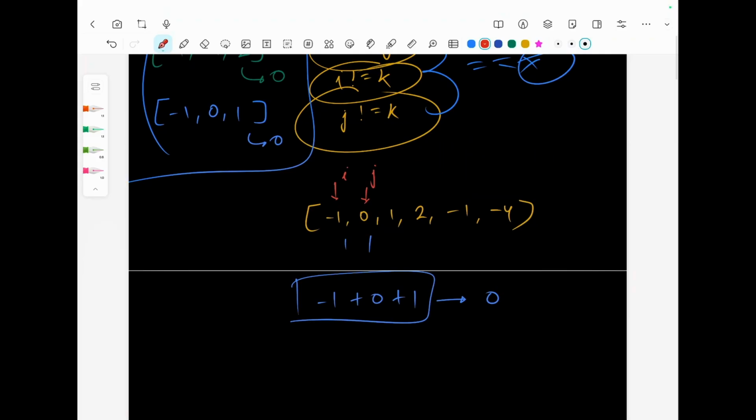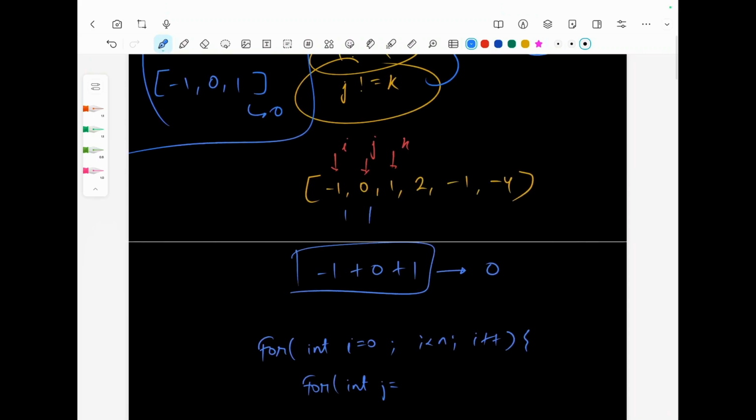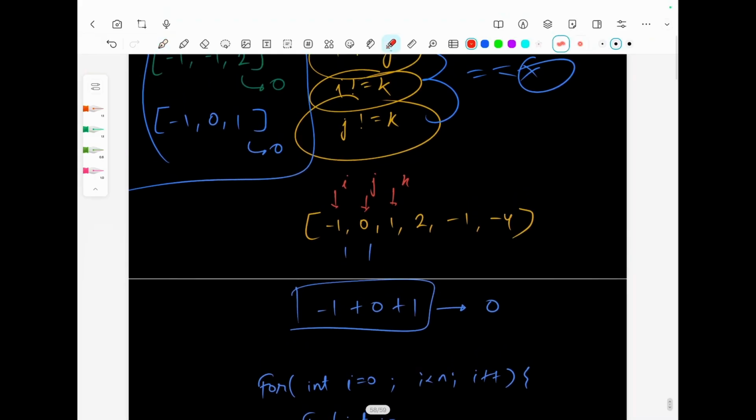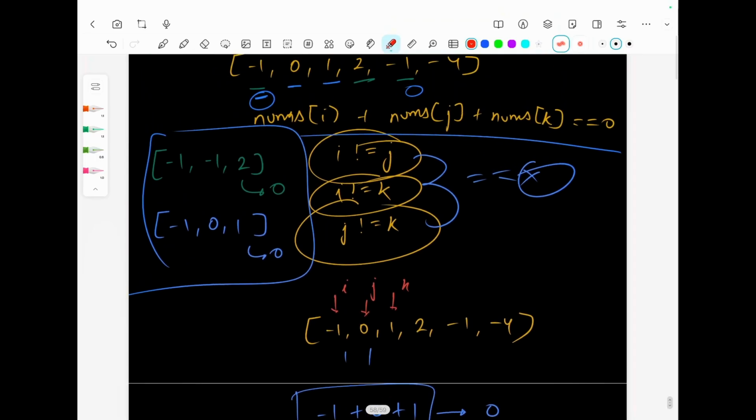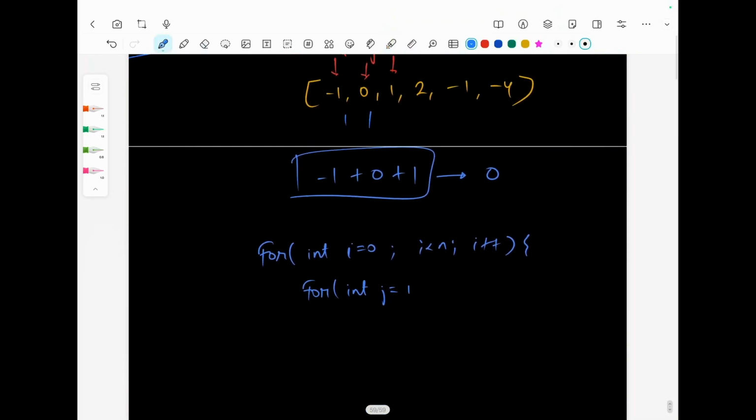So if we write a program for this, first we will run a loop for the ith index, right? Now we will run another loop for the jth index. Now our j will always start from the next value of i, because we cannot take from the same position. If we take a value from the same position, then one of my conditions will fail, which is that i should not be equal to j. So we have to avoid the same index. So we will start our j from i plus 1 until n, and j plus plus.